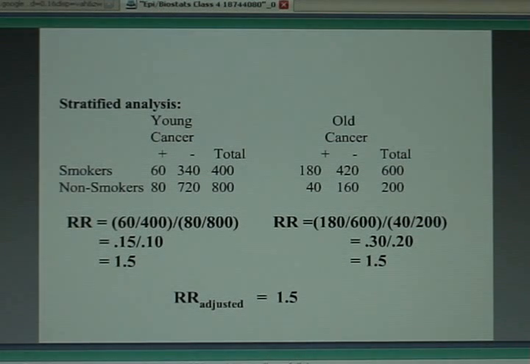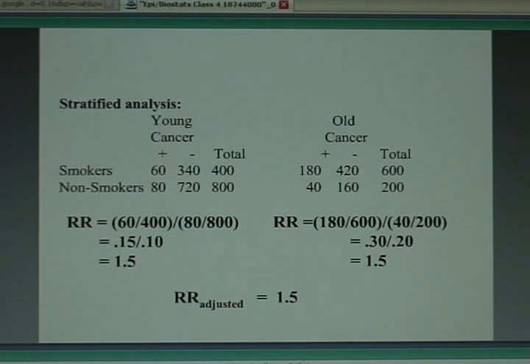The risk ratio among the young people, if we're comparing a risk of 15%, 60 over 400 among the young smokers, to a risk of 10%, 80 over 800 among the young non-smokers, again, I get a risk ratio of 1.5.